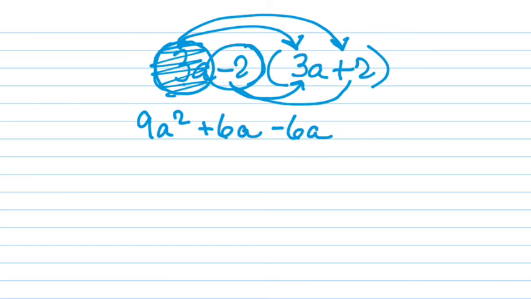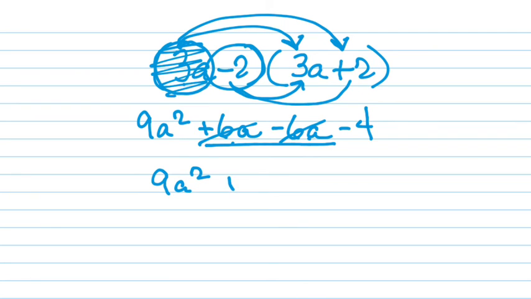Negative 2 times positive 2 is? There we go. What's next? And the two middle terms are indeed like terms. So 9a squared will not change. What's 6a minus 6a going to make? 0. In other words, they subtract away.